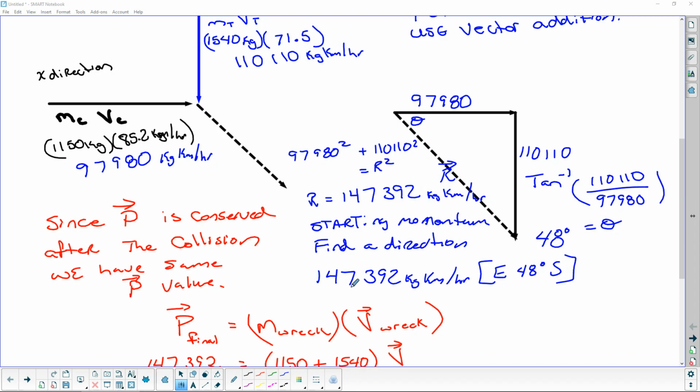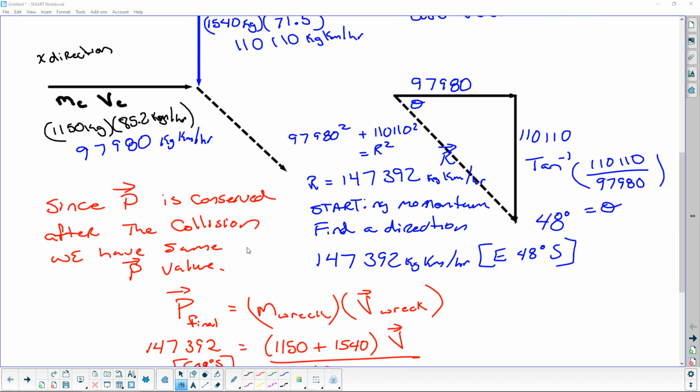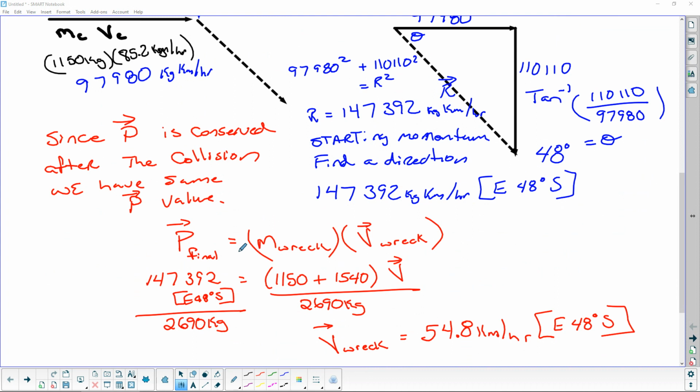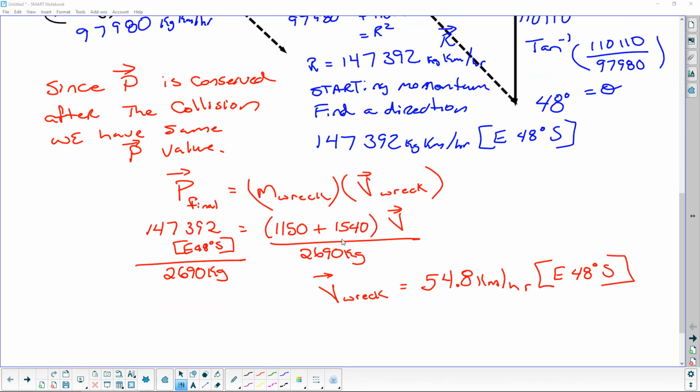Okay, then we find the angle that it's traveling at by using tangent. Once we have the resultant vector with its angle, we can then assume that the final momentum is going to be equal to the initial momentum because it's conserved in the system. If we assume that and we know that the mass is combined, we then just equal that initial momentum to the final momentum and put in the given masses to find our missing velocity. And that's the basic ideas of a right angle collision problem.